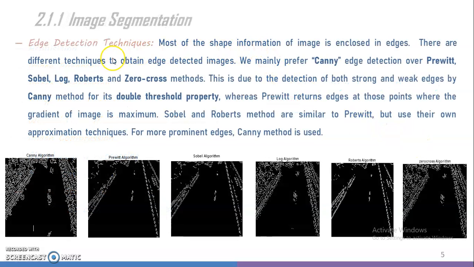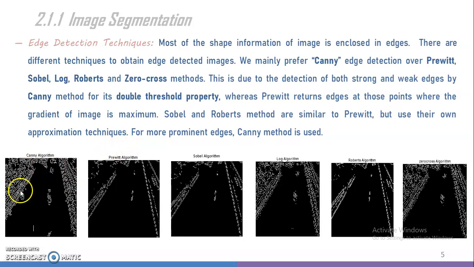Now coming to image segmentation, the most important thing we look at here is the edge detection techniques, because most of the shape information of an image is enclosed in edges. There are many algorithms or methods in edge detection, like Canny, Roberts, Sobel, Prewitt and Zero Cross. We mainly focus on Canny edge detection because of its double threshold property, which gives the strong and the weak edges in the images, whereas the others exclude weak edges because they find the edges at those points where the gradient is maximum.